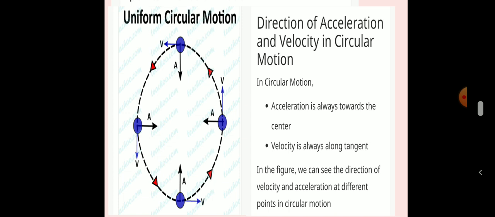So always remember that in circular motion, acceleration is always towards the center and the velocity is always along the tangent as shown in this figure. So we can see the direction of velocity and acceleration at different points in the circular path. Is that clear?